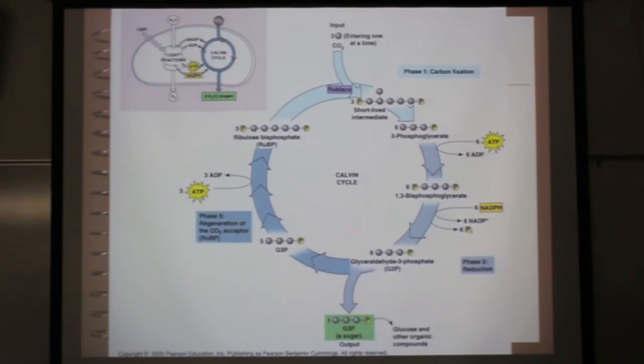So the Calvin cycle, or the dark reactions, because they don't require light, the whole idea here that's important is we're taking carbon dioxide, this enzyme Rubisco, my ATP and my NADPH, and I'm hooking them together to give me this G3P at the end, which again is glucose.